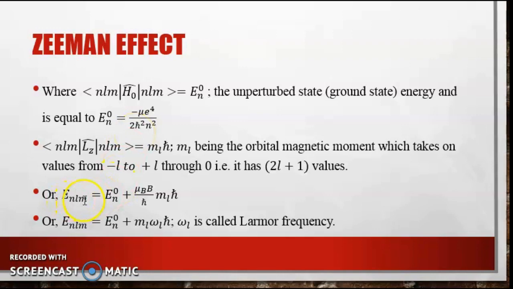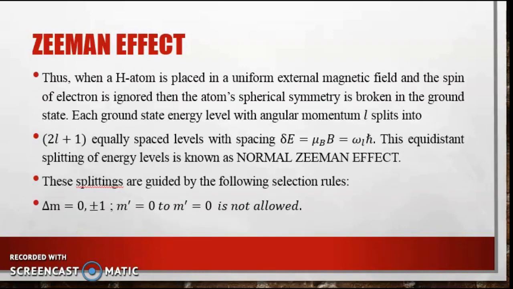Therefore Enlm, the energy in the state nlm, is equal to En naught, the unperturbed state energy, plus the energy contribution coming from the perturbation, that is mu B B by h cross times ml h cross. So this h cross cancels out with this h cross, and we are left with Enlm equal to En naught plus mu B B into ml. Or this can also be written as Enlm equal to En naught plus ml omega L h cross, where omega L is known as the Larmor frequency.